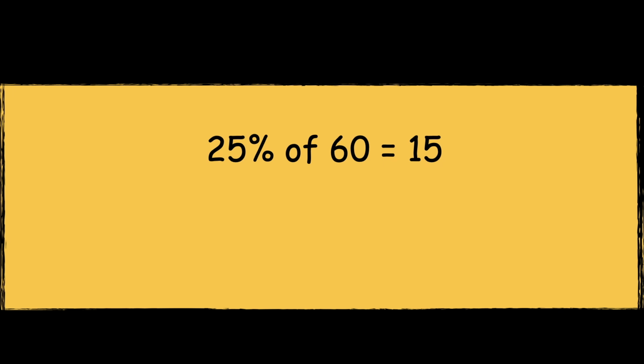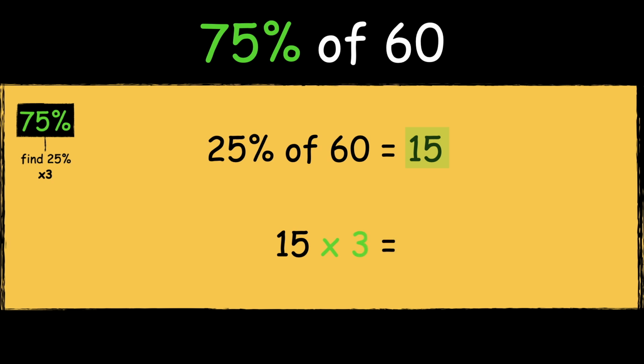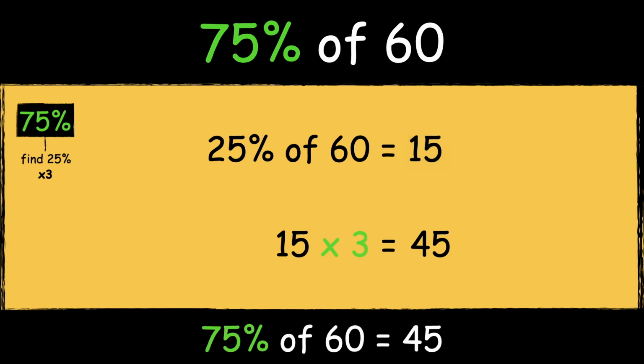So now that we know what 25% of 60 is, we can find 75%. To find 75% of a number, we multiply the 25% amount by 3. So 15 times 3 is 45. So 75% of 60 is 45.